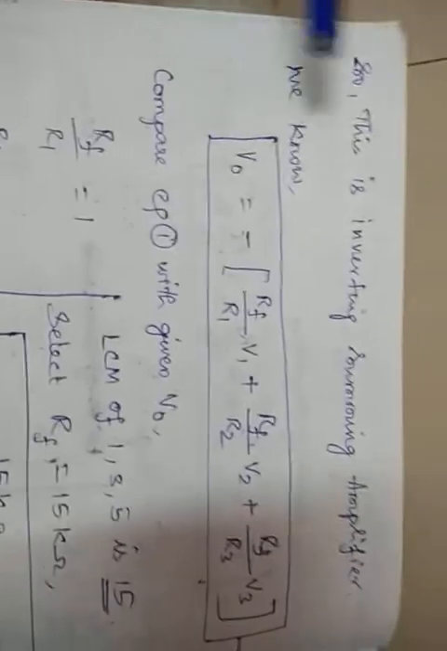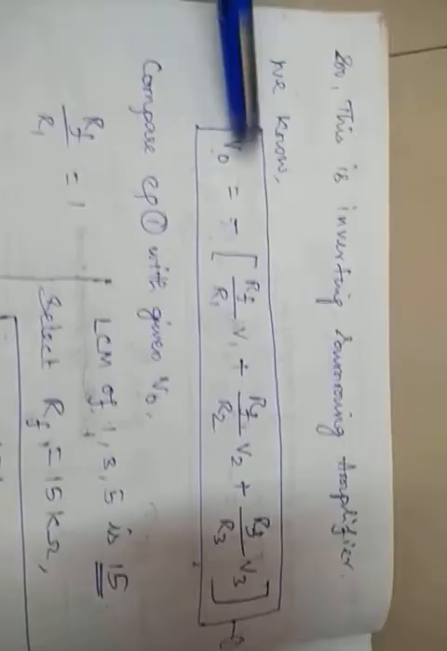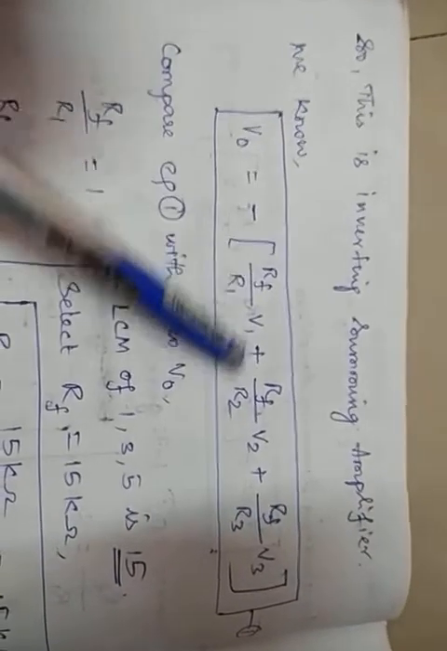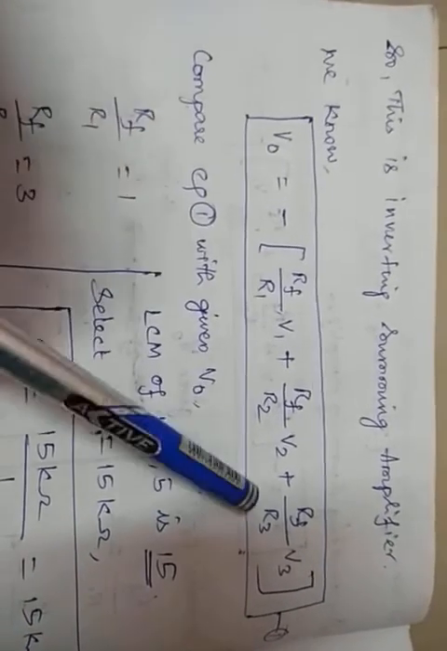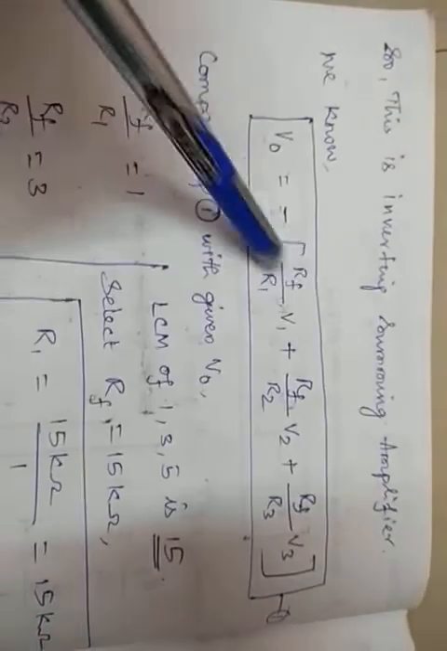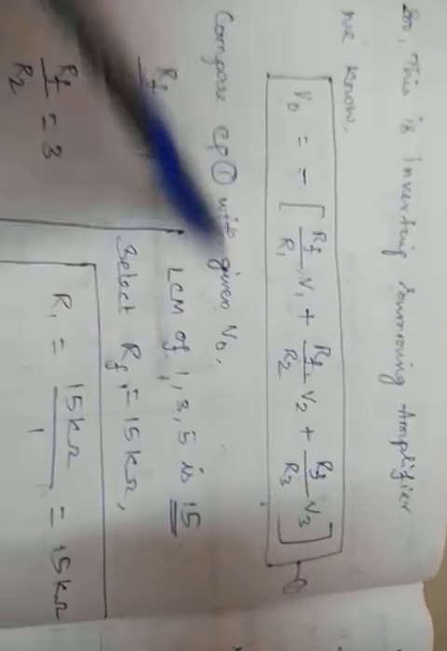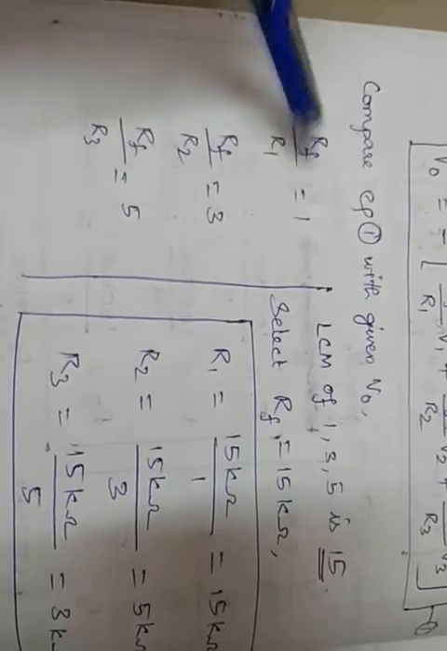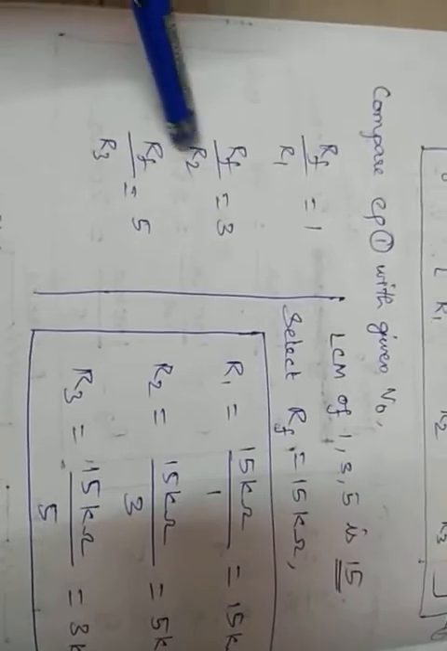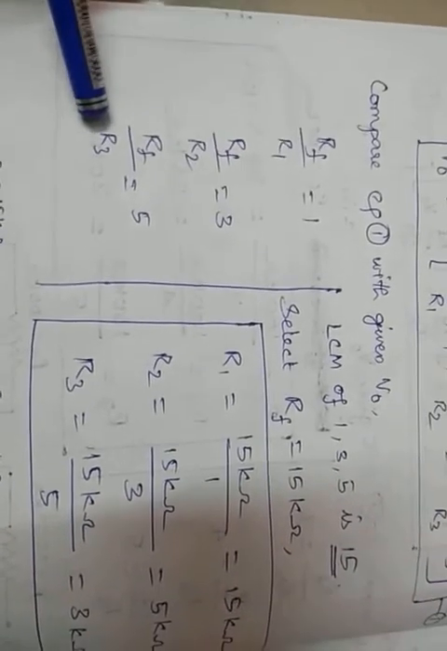See, this is an inverting summing amplifier. So the same formula we took for the previous problem applies again, because it is an inverting summing amplifier, right? So RF by R1, RF by R2, RF by R3 we will get when we compare equation 1 with the given Vout value. So we get RF by R1 equal to 1, RF by R2 equal to 3, RF by R3 equal to 5.